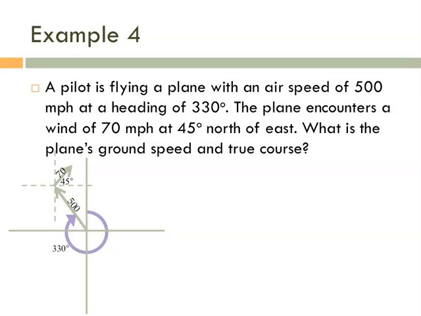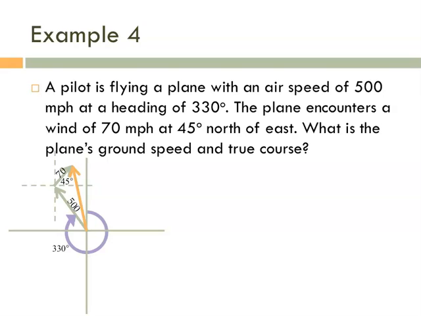Like the other problem that we did earlier, this is not asking you to find the component form. But if we find the component form, then we can find the magnitude of the vector in order to figure out the plane's ground speed. And for the true course, we can use that component form, find tan inverse to find the direction angle, and then find the bearing angle from there. So really what we're going to do is find this resultant vector v, and then work with that.